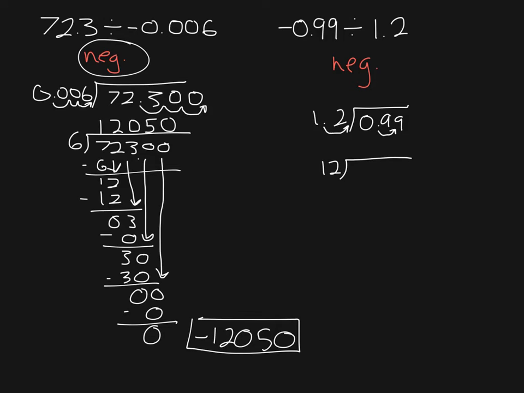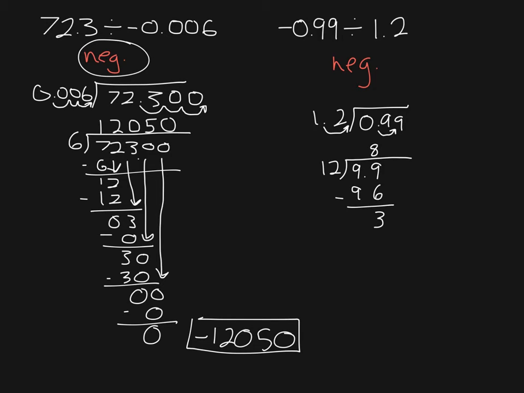Instead of 0.99, I really have 9.9, because that decimal is in between the two nines. Now I have 12 here. I know 12 doesn't go into 9, but 12 does go into 99. 12 goes into 99 8 times. 8 times 12 is 96. So I subtract, and I get 3.